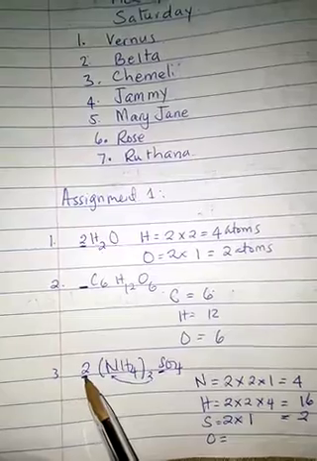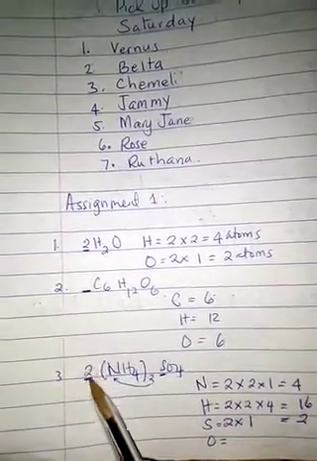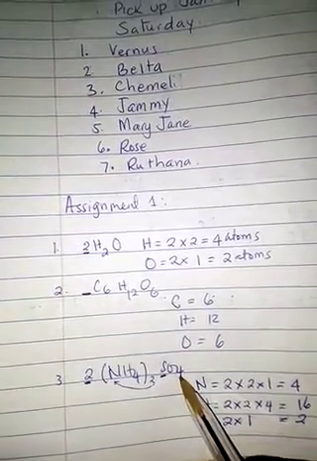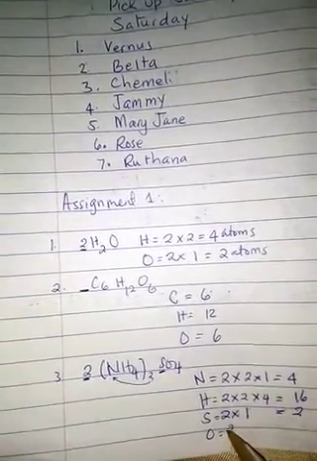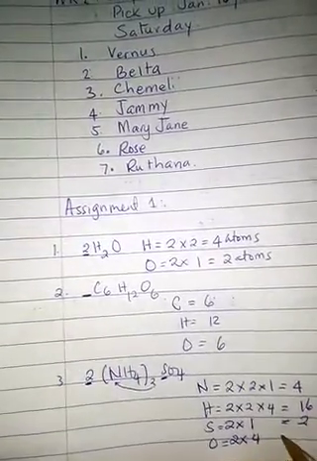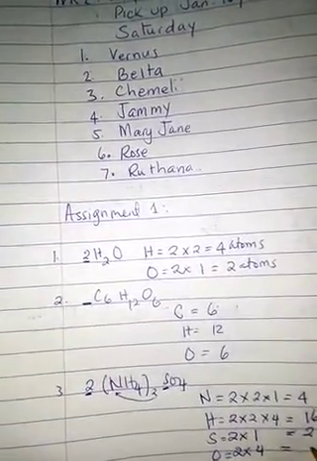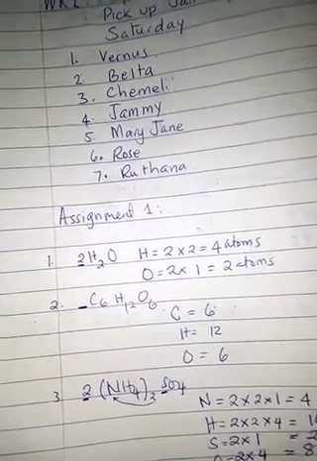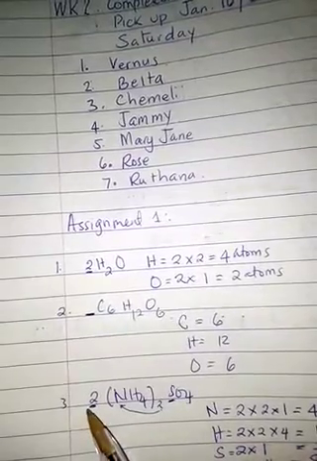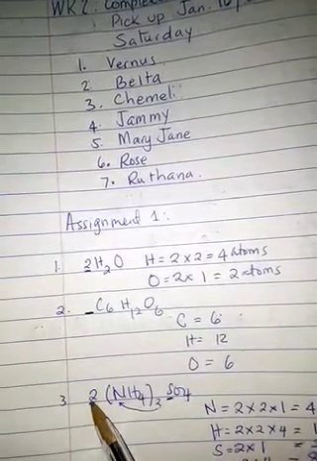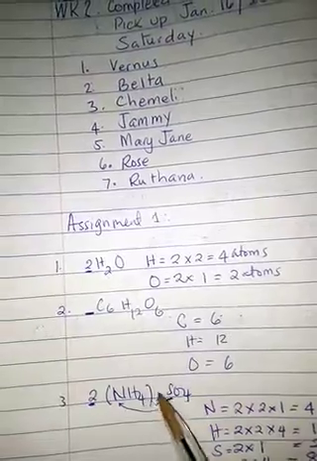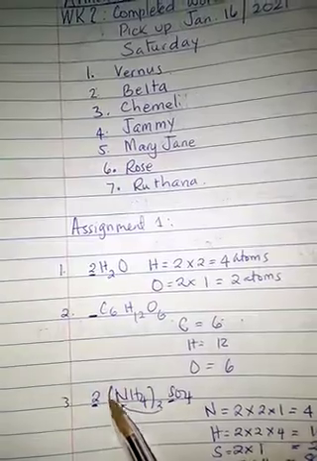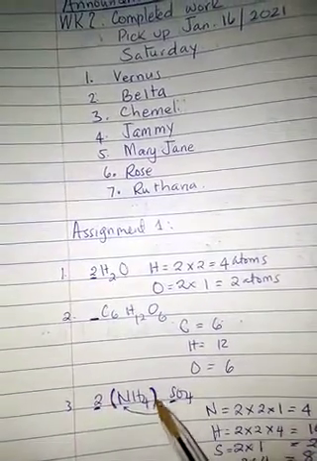Since we have 2 in front, 2 multiplied by 4 atoms of oxygen gives you 8 atoms of oxygen. That is how you multiply the coefficient to the other elements and atoms present in a molecule, particularly if there is a parenthesis involved.